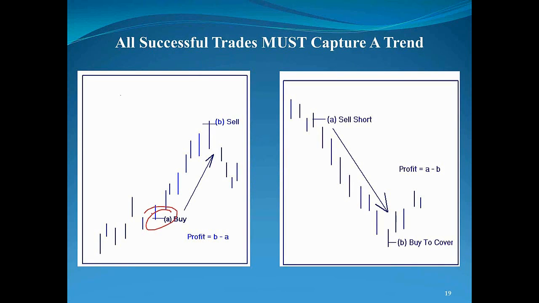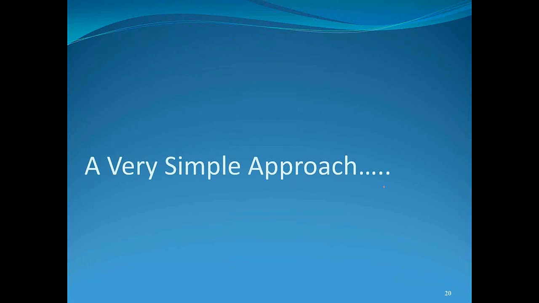So if you buy a market at A, in order to profit, another big duh, you have to sell higher than you buy. So if you sell it at B, your profit is going to be B minus A. And from A to B is a trend, okay? So you have to capture a trend. If you're going to have a successful trade, you must capture a trend. If you sell short, your profit's going to be A minus B, and A to B, as you can see, is a trend. Okay? Now, I have a very simple approach. As you can see from the following chart, it's pretty easy.